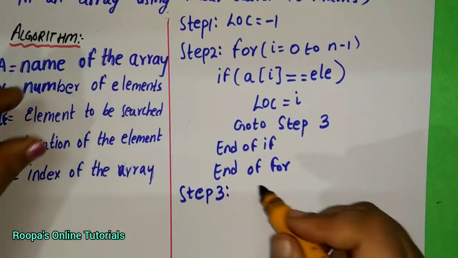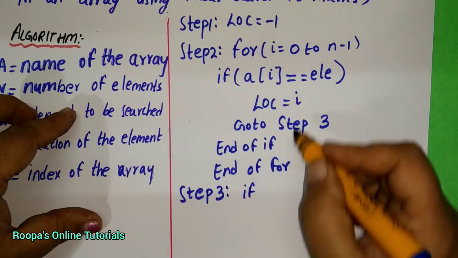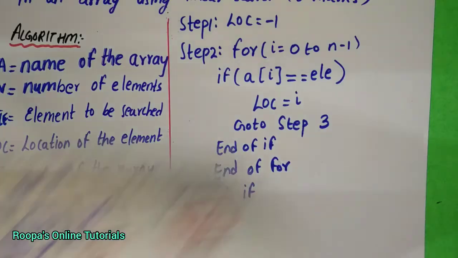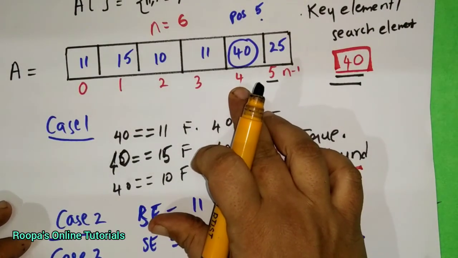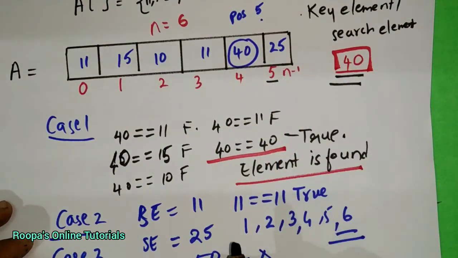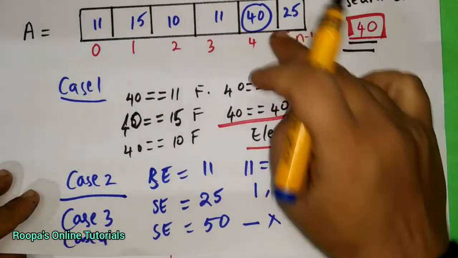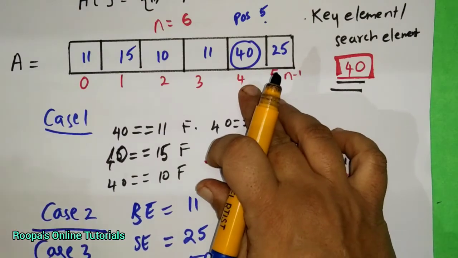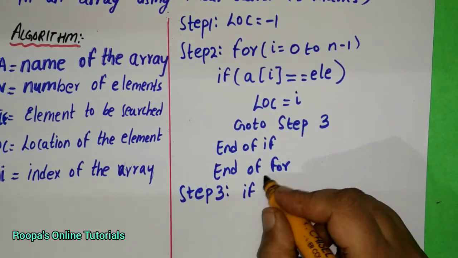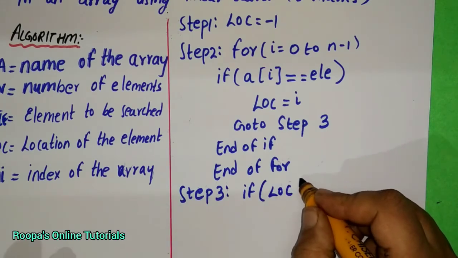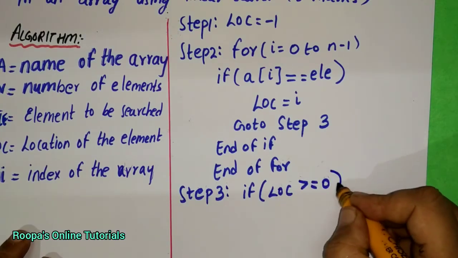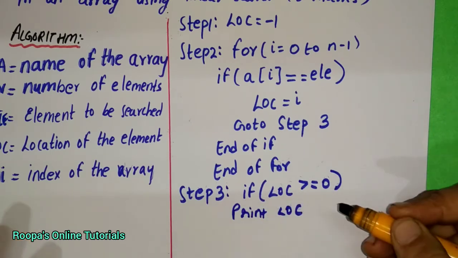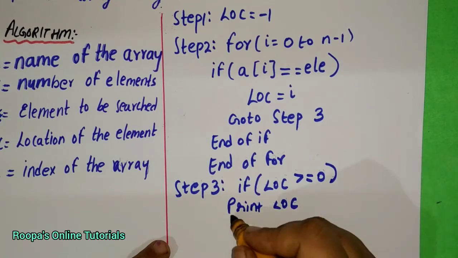So what is happening in step 3? Step 3, we have set the location, isn't it? So in this case, in this example, what I took, what is the location? I have 4, isn't it? If this element was not found, for example, 50 was here, if this element was not found, location would have been -1 only. But we have found some value now. We have found it as 4. Isn't it? So we will say if location is greater than or equal to 0, what we need to do? We have to print the location. This is clear? We have to print the location.